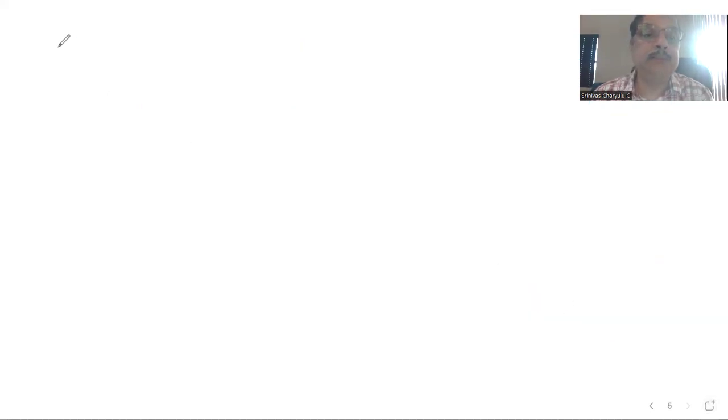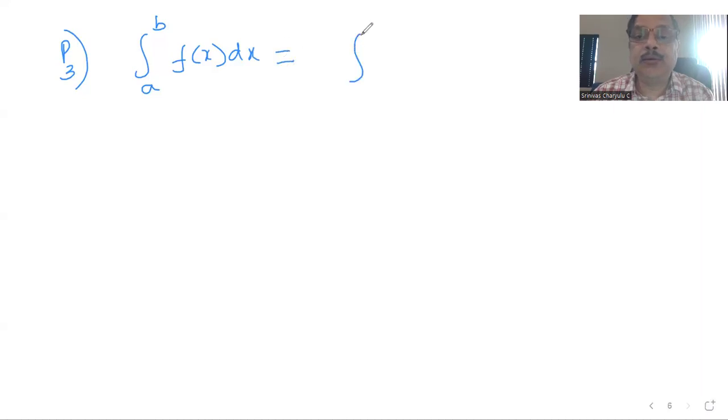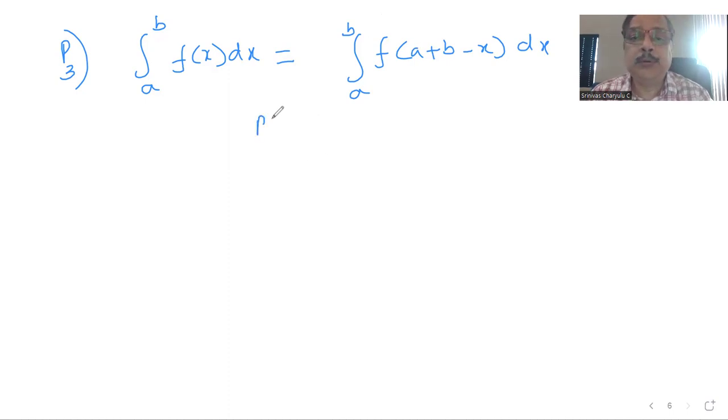So next property, integral a to b f of x dx is equal to integral a to b f of a plus b minus x dx. So this is a very simple property. We will do like this. Put a plus b minus x is equal to t. Okay. Then minus dx is equal to dt.